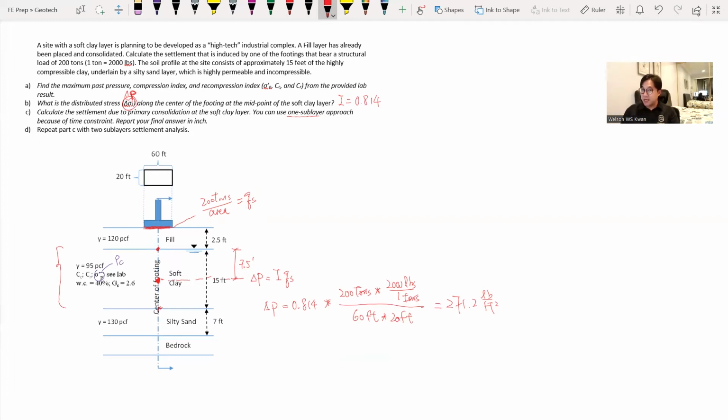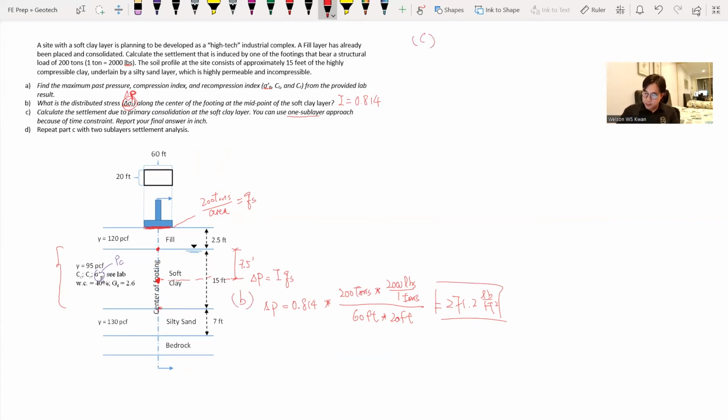Now we make a simplification. We use averaging. We use the midpoint to represent the whole layer and assume the distributed stress is uniform. But anyways, this is our part C. We try to find the stress and then find the settlements. So this is part B answer right there, and part C.